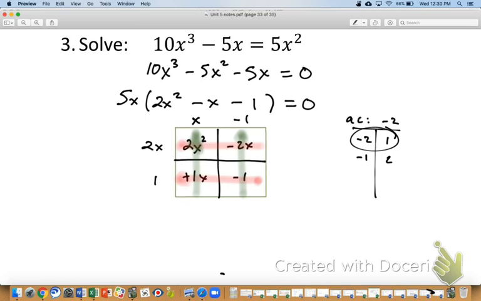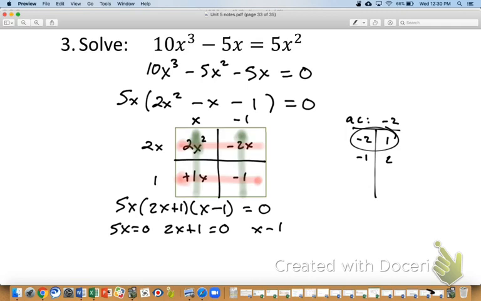So this leaves me with this factoring. Check this out: 5x times 2x plus 1 times x minus 1. The truth is, we could say that this actually has 3 factors, right? You could say 5x is a factor, 2x plus 1 is another factor, x minus 1 is a third factor. I need to set all 3 of these equal to 0 and solve. So this would be 5x equals 0, 2x plus 1 equals 0, x minus 1 equals 0.